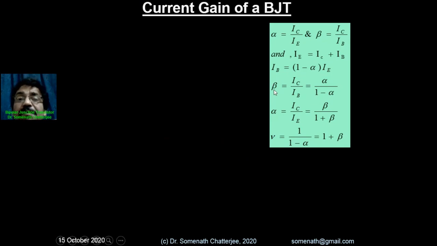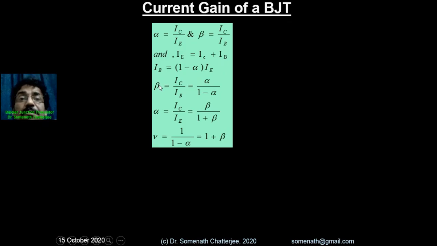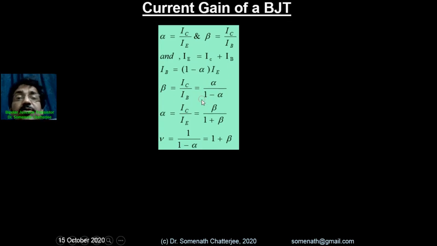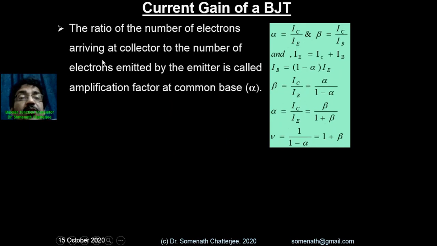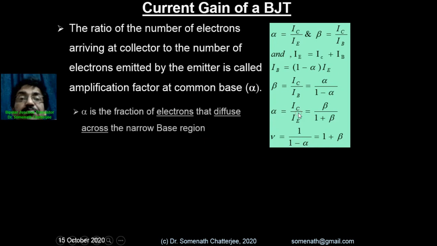Beta, again I am repeating, is the common emitter current gain, okay. This is the common base current gain alpha, and gamma is the common collector current gain, okay. And the relation between these three is just here, you can also try to derive it yourself. The ratio of the number of electrons arriving at the collector to the number of electrons emitted by the emitter is called the amplification factor in common base. That is basically, I told you, alpha.